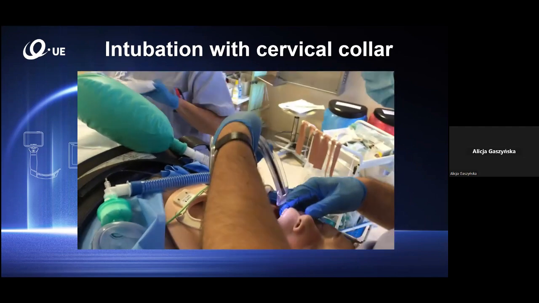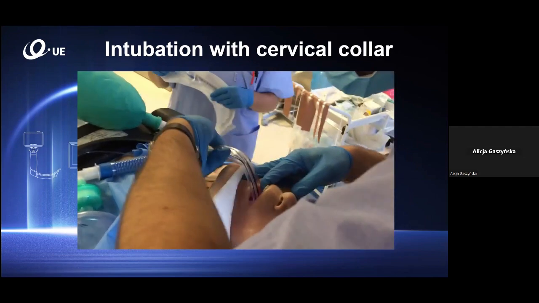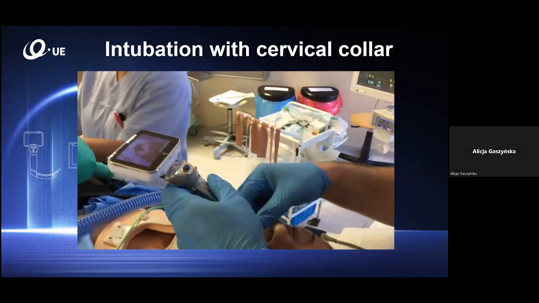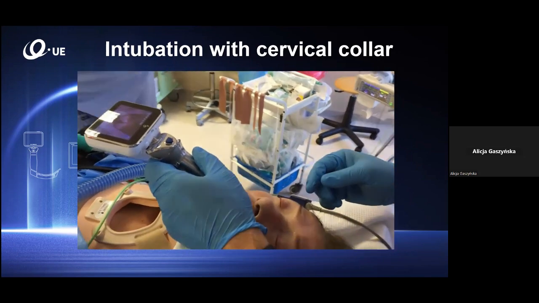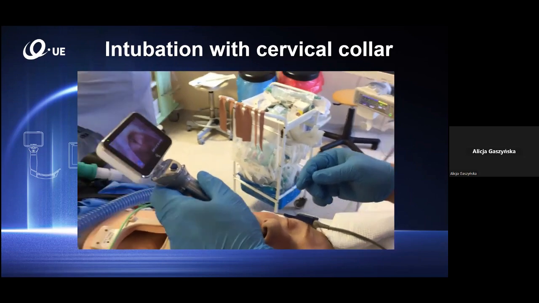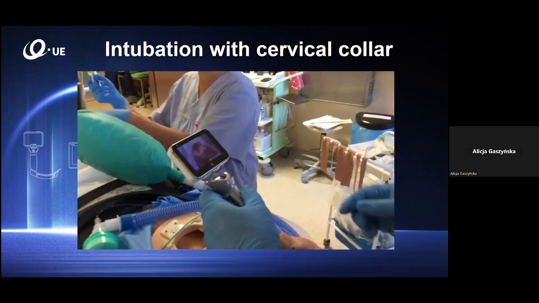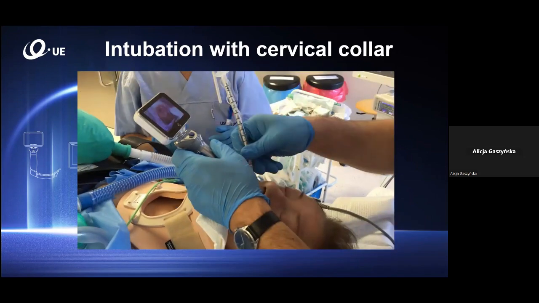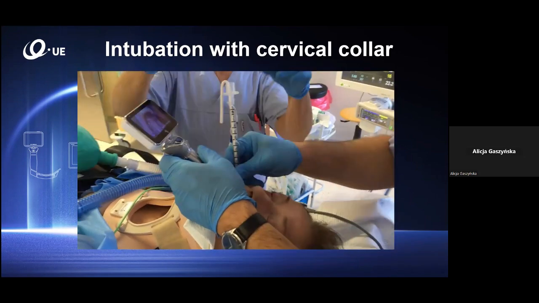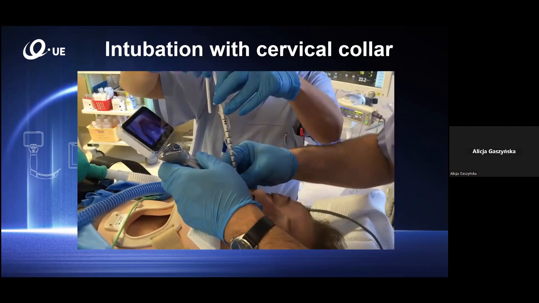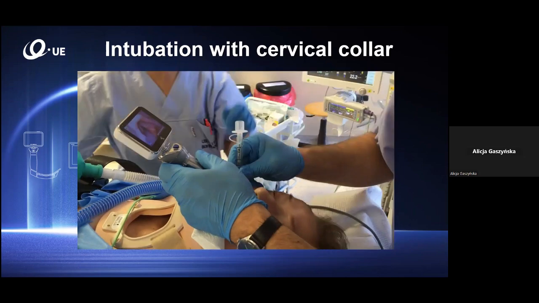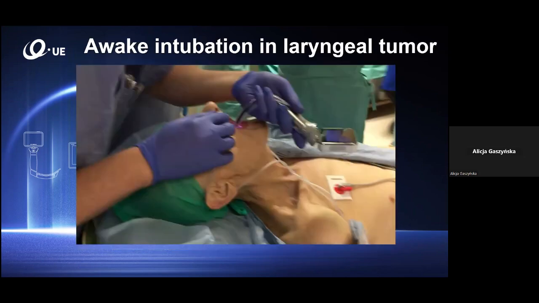And the patient with cervical collar, as I said, it's important in those patients to prevent further complications regarding the cervical spine. And as you can see, using the UED-A video laryngoscope in this patient was very good, and without taking off the cervical collar, we managed to intubate this patient fast and effectively.